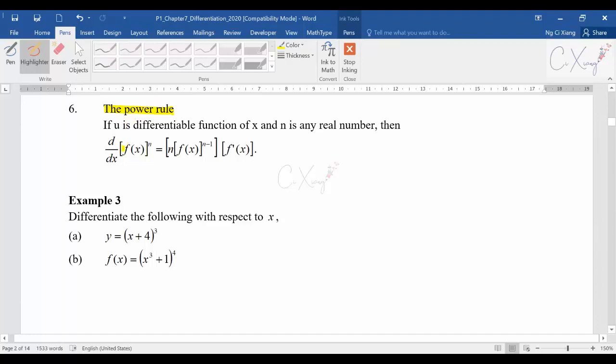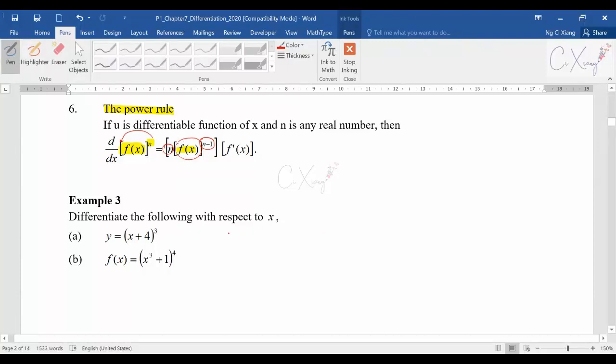Generally, when you want to differentiate any bracket with a power, you bring the power in front. Like what we learned before, you have the n in front, copy the bracket itself, power n minus 1. And after that, don't forget to differentiate the thing inside the bracket. Differentiate f(x), and you'll get f prime x at the end. Then you multiply all of them together to get the differentiation for this function. We use this very often.